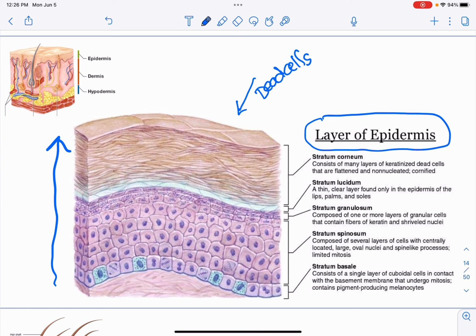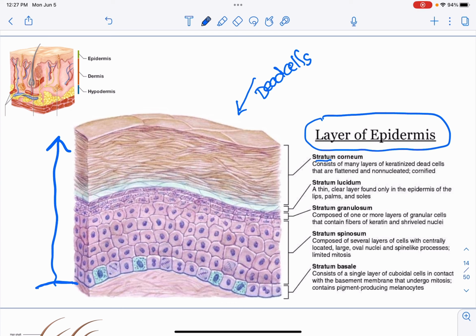And then this bottom layer right here is where all of the epidermal cells are coming from. So that is where the mitosis is going to occur. Let me go through the names of the layers, and then I'm going to tell you the features of each. They are called stratums. These stratums are layers of the epidermis. Each of these layers has a name, and there are different things going on in each of them that I want to talk about.